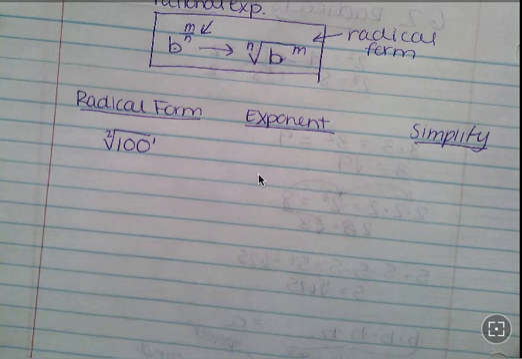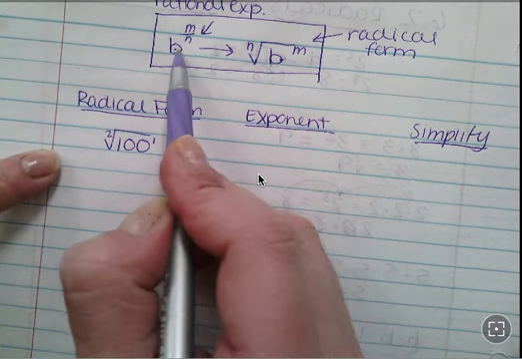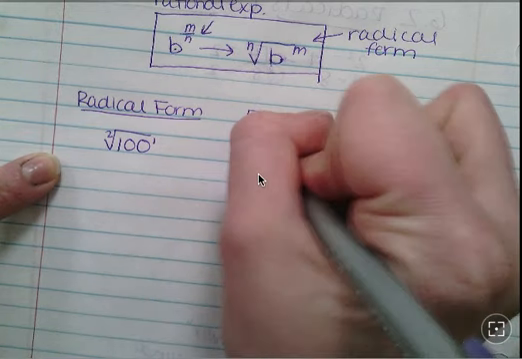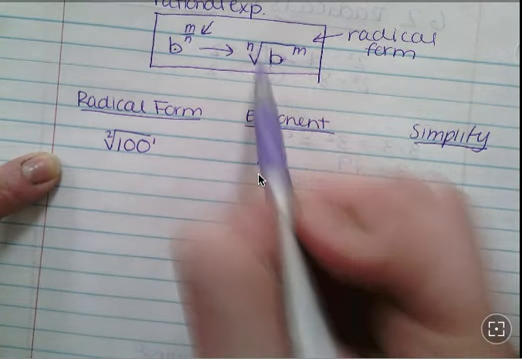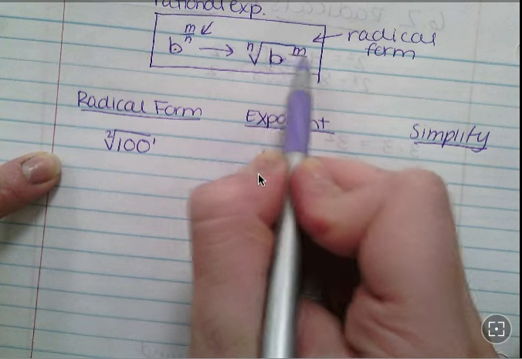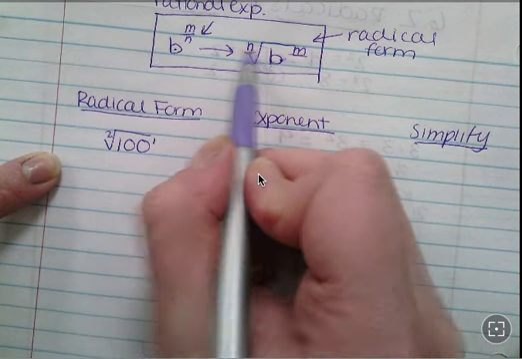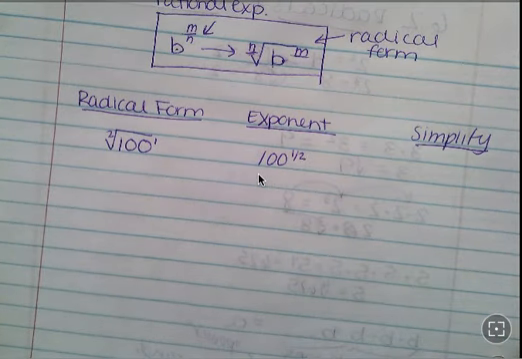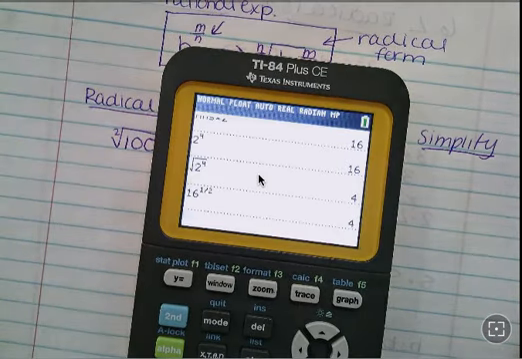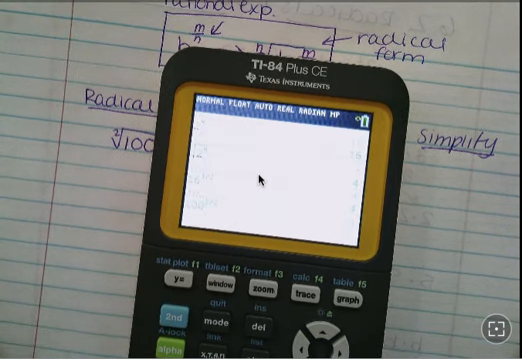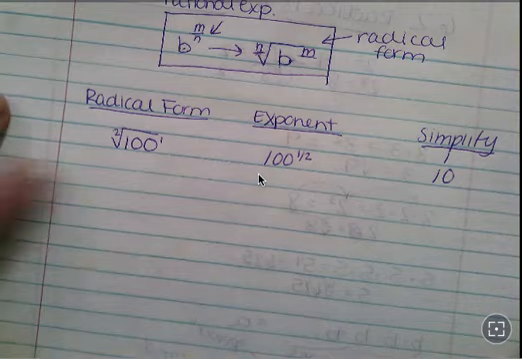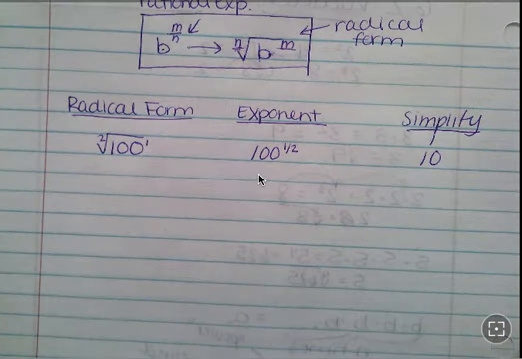Okay. So now, we're given this, we need to go backwards to that. So what's underneath stays the base. So that's 100. The power on the outside is the numerator and the index is the denominator. So that would mean that we have 100 to the 1/2. And then 100 to the 1/2 is 10. And what's awesome about all of this is that it should match up. The square root of 100 is 10. So you can always check your work here. Okay?